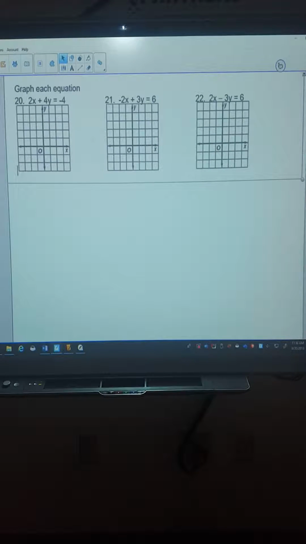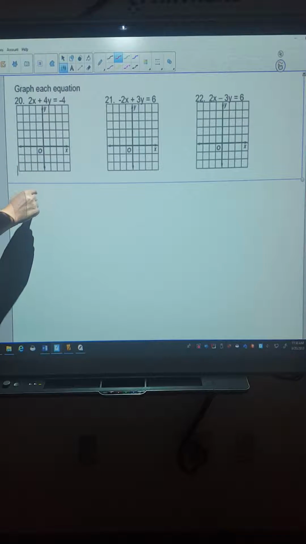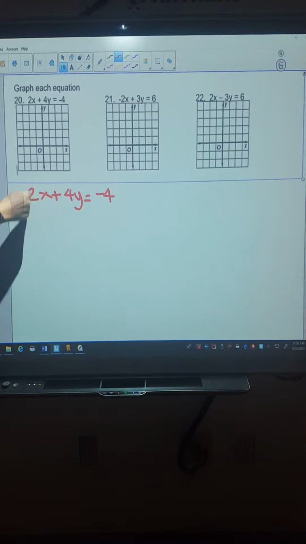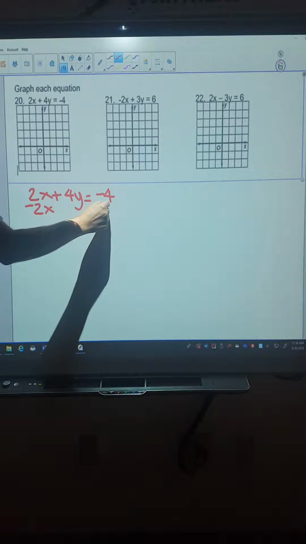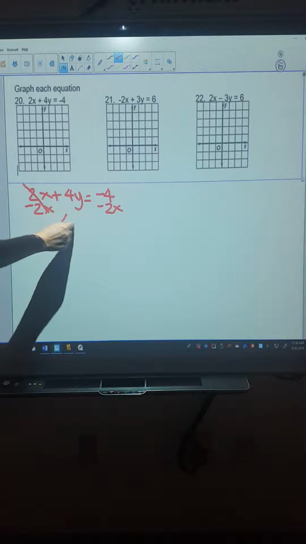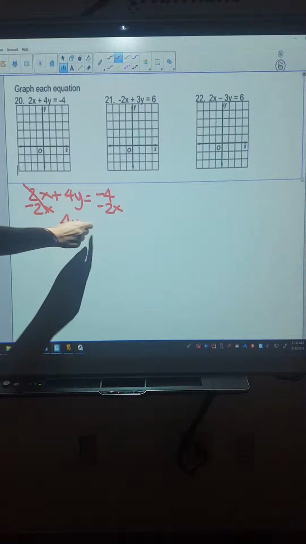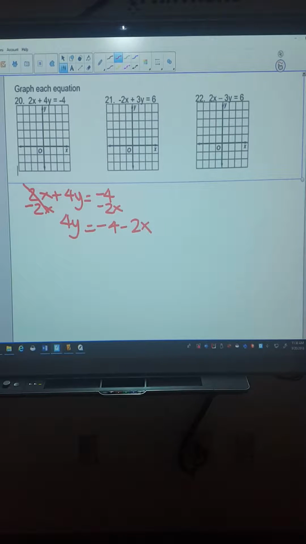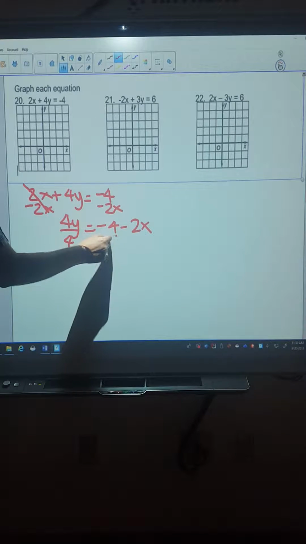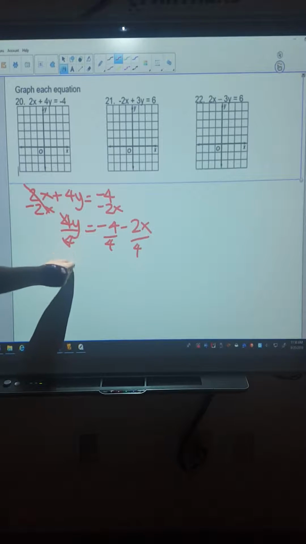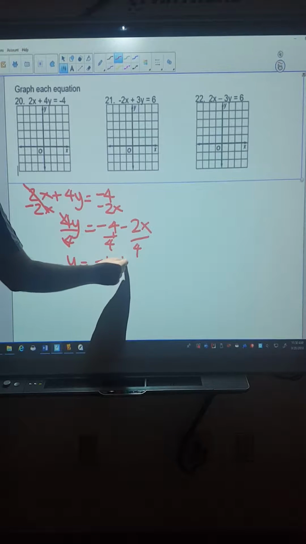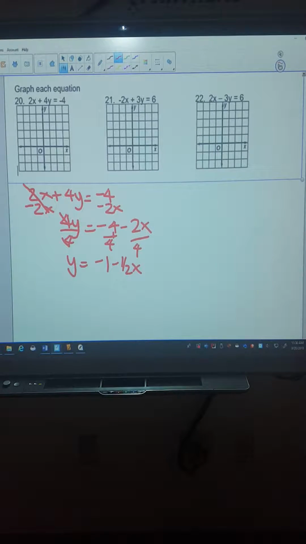Now, if they're in standard form, we want to make them in slope-intercept form like we did earlier. So I'm going to start with my equation, and I'm trying to make it say y equals. So to move the 2x to the side, I'm going to do the inverse. So I'm going to take away 2x from both sides. Positive 4y is just 4y, and -4 minus 2x is just -4 minus 2x. Divide everything by 4. That cancels. -4/4 is -1, and -2/4 is the same as -1/2.